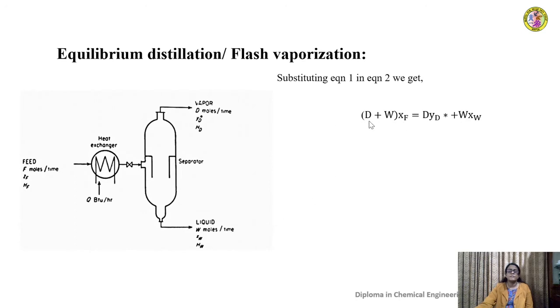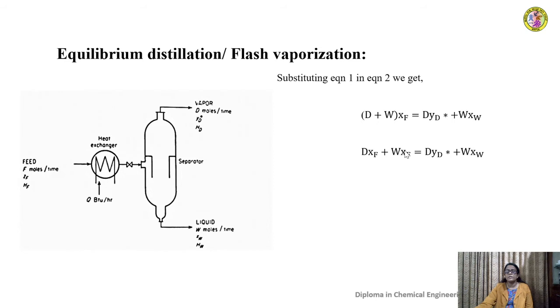So let us substitute that in equation number 2. In equation number 2, on the left hand side we had FXF. That F has been replaced by D plus W from equation number 1. Now let us simplify this equation. Here it becomes DXF plus WXF. The right hand side remains as it is, DYD star plus WXW.